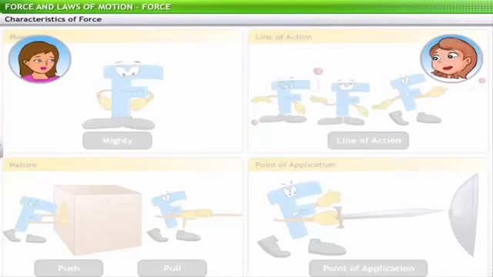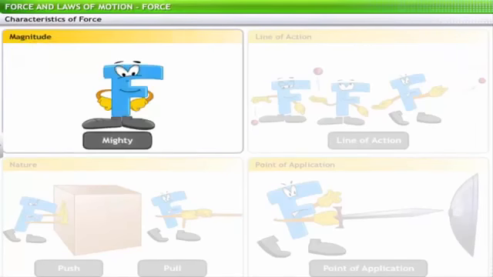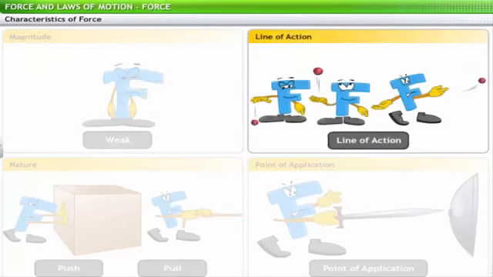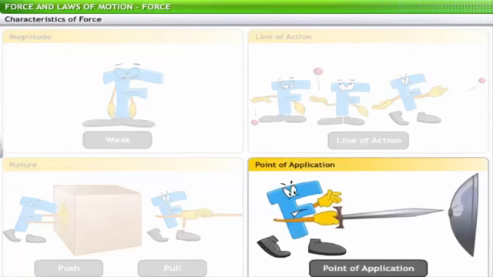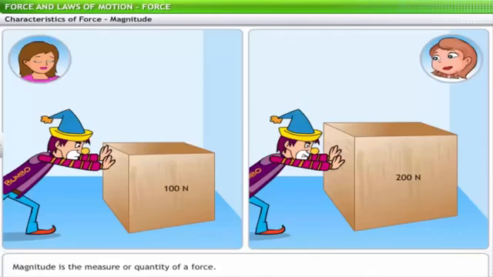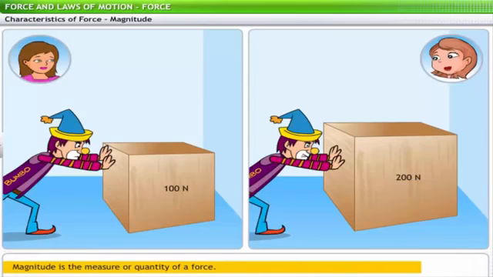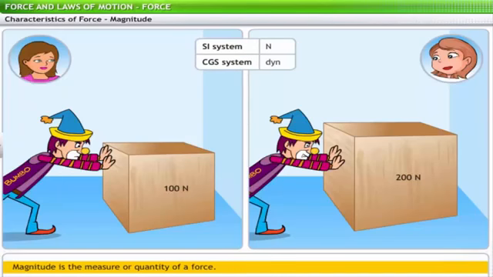So how do we identify force? You identify force using its four characteristics: magnitude, line of action, nature, and point of application. Magnitude is the measure or quantity of a force. Magnitude of force is quantified in Newton in the SI system and in dyne in the CGS system.